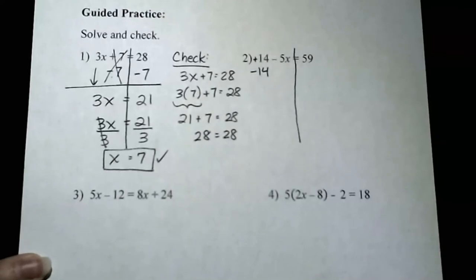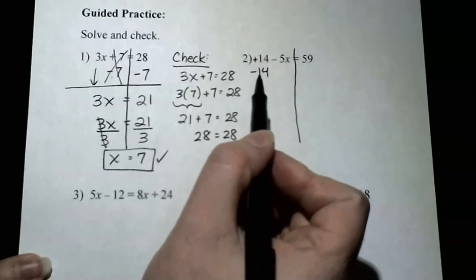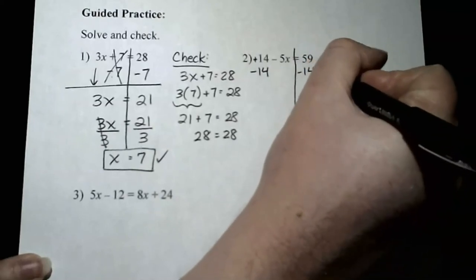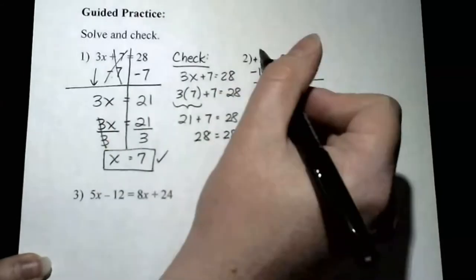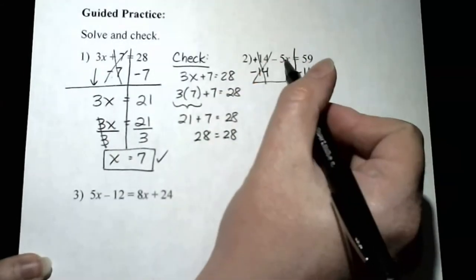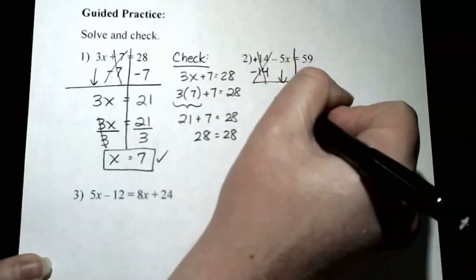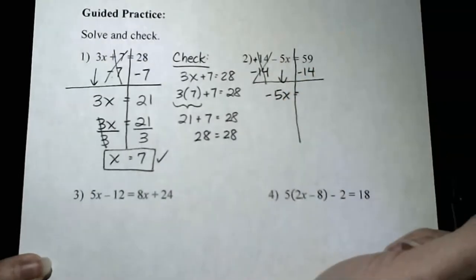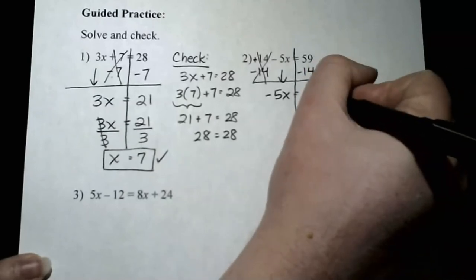Which means I'm going to subtract the 14. That way those two will cancel, and whatever I do to the left, I'm going to do over here to the right. And then I'm going to regroup. So the 14's canceled, and I'm going to bring down what I have left over here, which is the minus 5x, or negative 5x. And then I'm going to subtract the 59 minus the 14, which is 45.